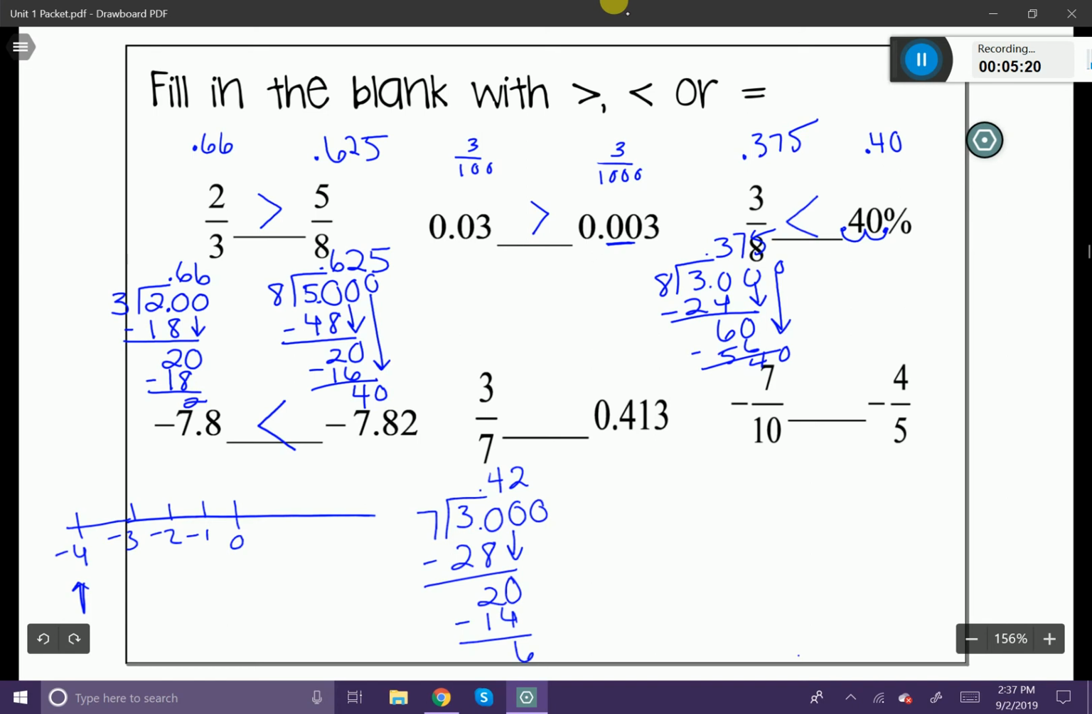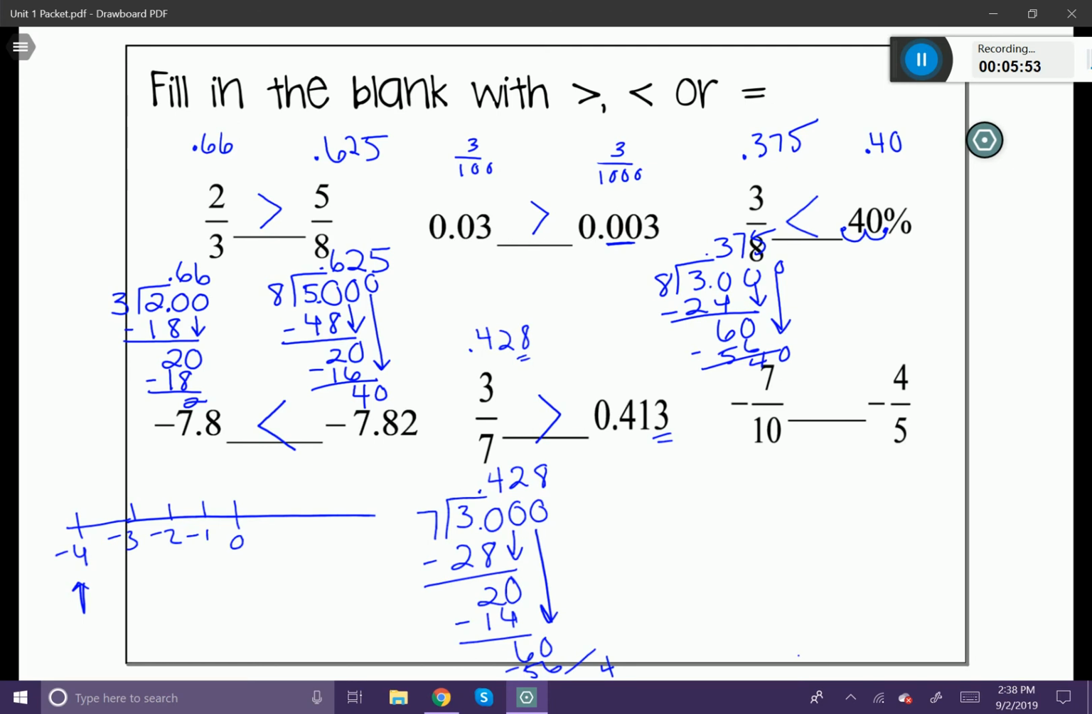I'm going to bring down my 0. 7 goes into 68 times. That's going to be 56. Which can be 4. And I can actually stop right there because look, I have a number here. It's going to be 0.428 and it's rounded to the thousandths place. The number over here on the right is also rounded to the thousandths place. So now I can look and see which one is bigger. Obviously 0.428 or 428 thousandths is going to be my larger number. So I'm going to put a greater than symbol.